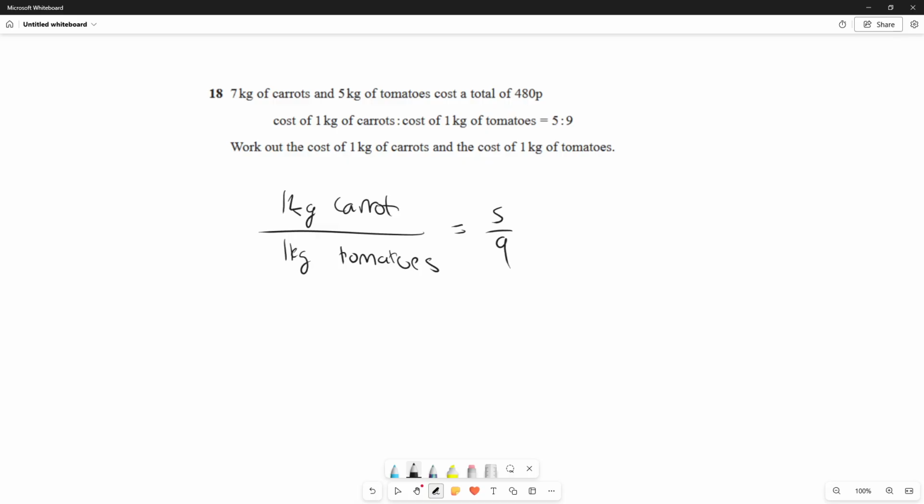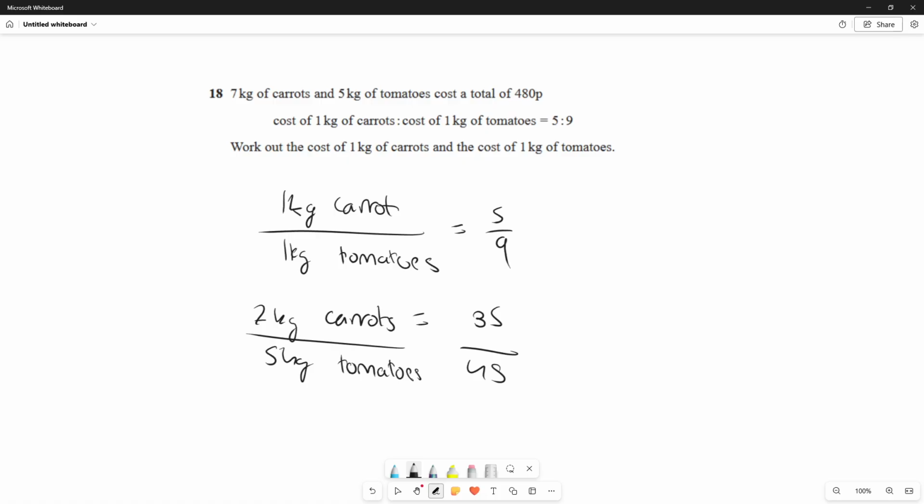Now, if we want 7 kilograms of carrots, we need to multiply the top by 7. And whatever we do to the left, we have to do to the right. So now let's rewrite this, and 7 kg of carrots is equal to 35 because we've times-ed that by 7. Now, if we want 5 kilograms of tomatoes, we also must multiply the bottom by 5. So now we have 5 kg of tomatoes is equal to 35 to 45.